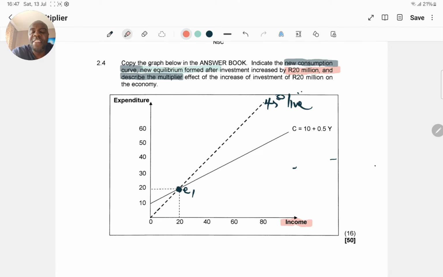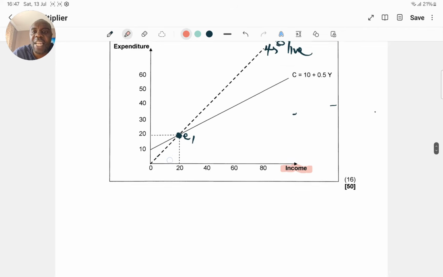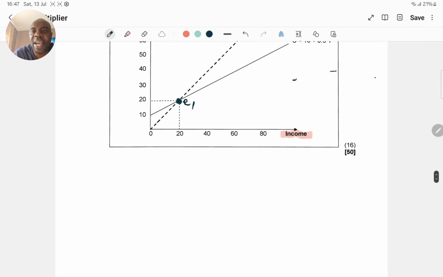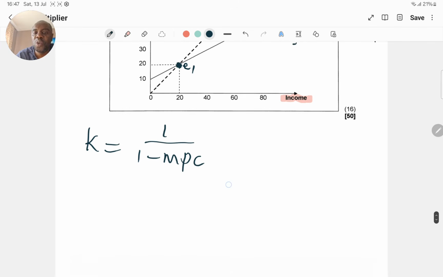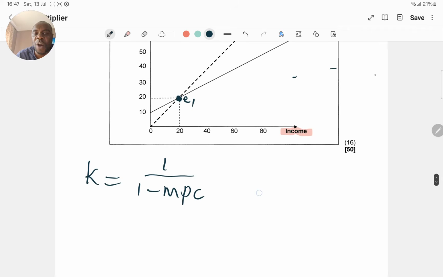What do we do? The first thing when you are given a question on the multiplier is to start by calculating the size of the multiplier. Always start by calculating the size of your multiplier. The multiplier is calculated as follows: it's 1 over 1 minus MPC. That is the formula that we use to calculate the size of our multiplier.